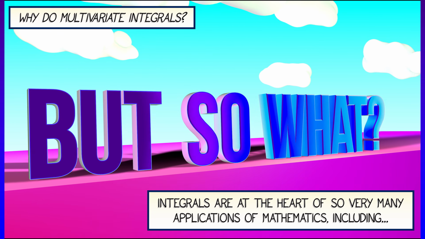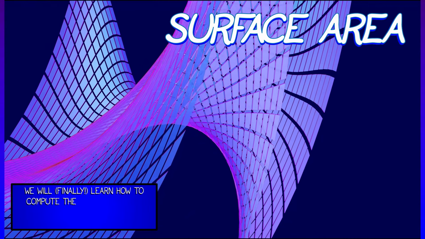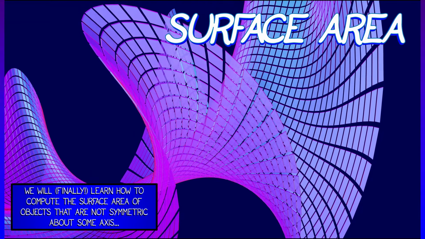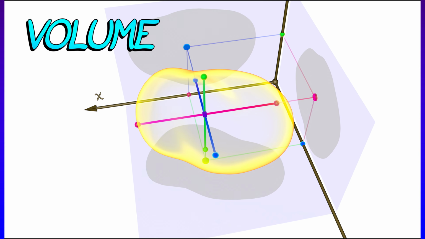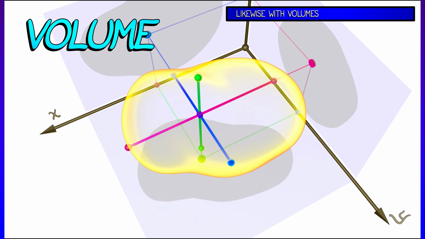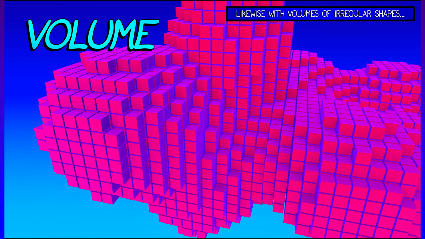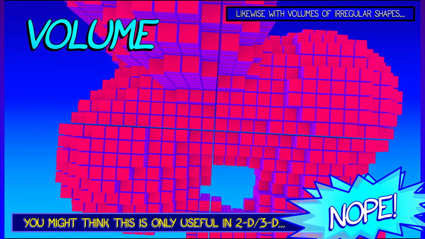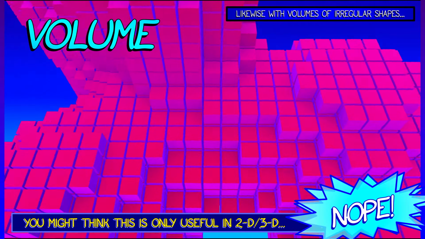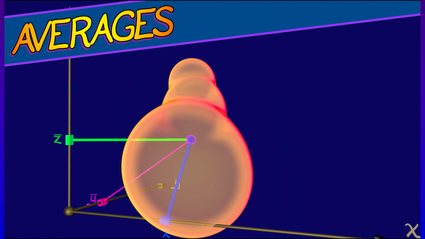We're going to see applications to surface area, where we're finally going to be able to learn how to compute surface area when it's not something rotated about an axis. In like manner, we're going to be able to compute the volume of an object that is not symmetric about some axis. We're going to be able to work with really irregular shapes. Now you might think, oh, that's only good in 2D or 3D. No way.